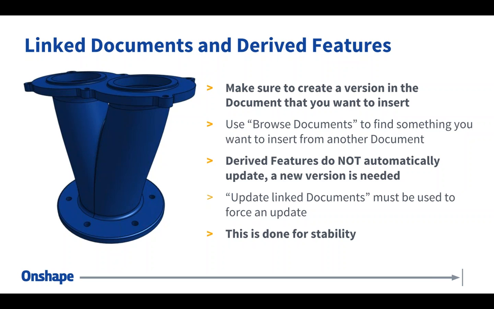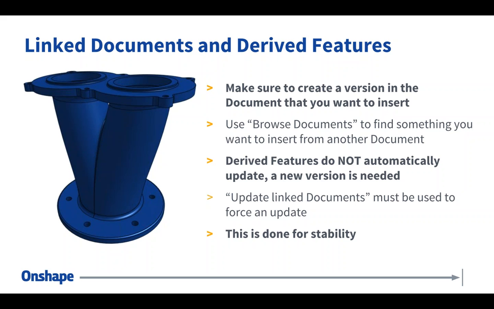Now, again, the primary reason for this is stability. So it's kind of a double-edged sword. Some people like the automatic updating behavior, but the automatic updating could leave you in a scenario where your linked or your derived feature, I should say, is broken, right? Because the original is broken, anywhere it was automatically referenced is broken. And so it's kind of, as I mentioned, a double-edged sword.